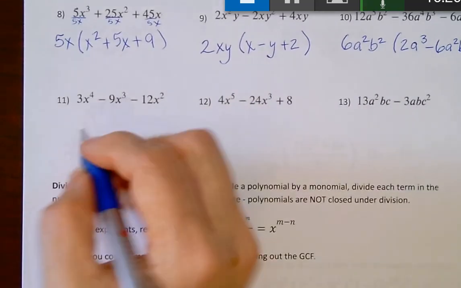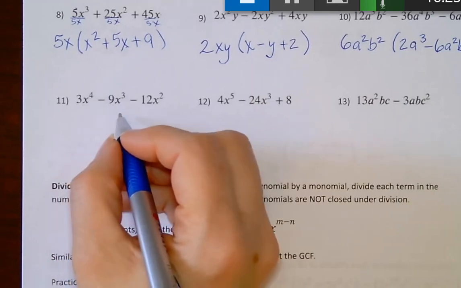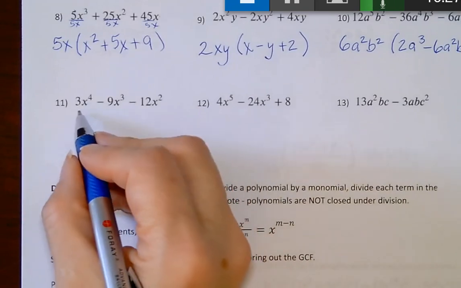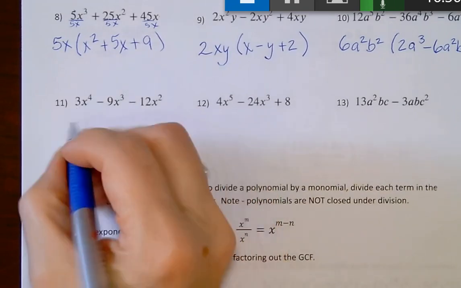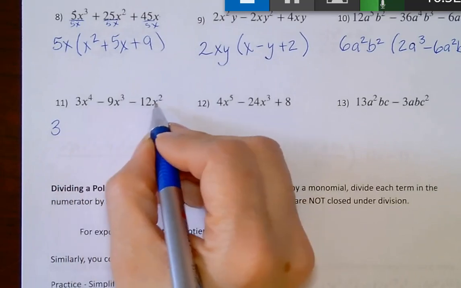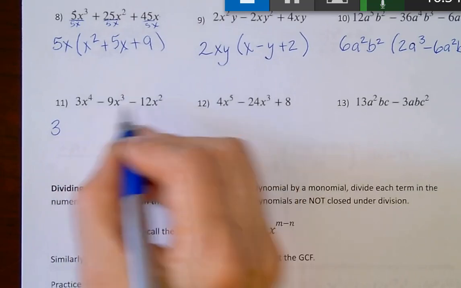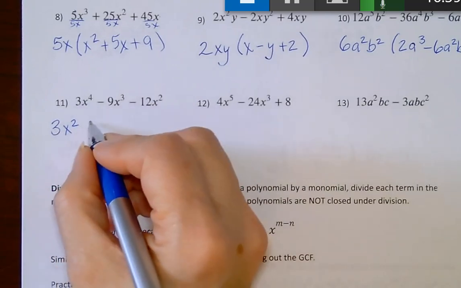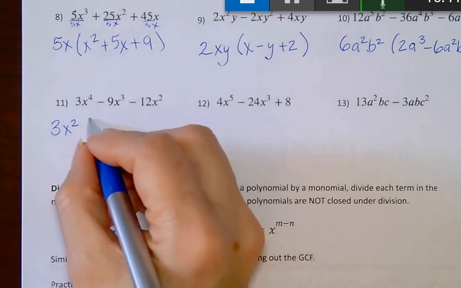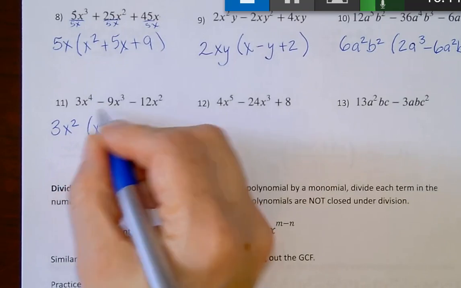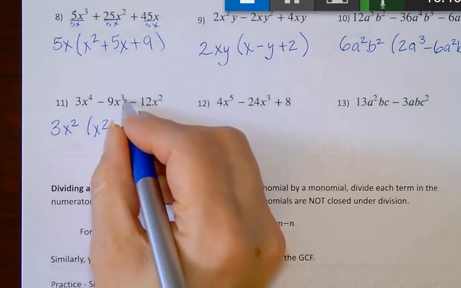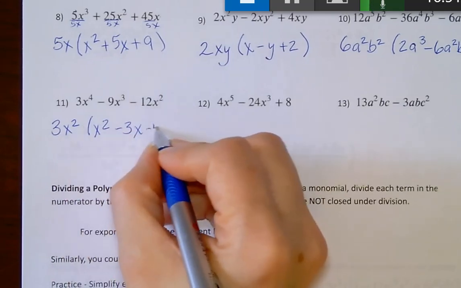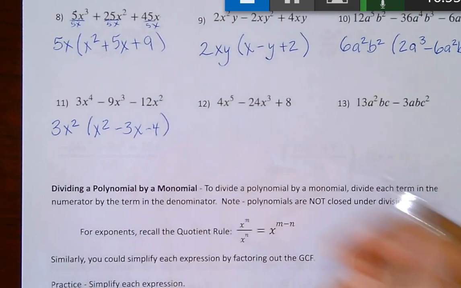Okie dokie. 3x to the 4th minus 9x cubed minus 12x squared. So I'm going to take a 3 out of everything. And my smallest exponent on an x is that 2. So I'm going to take x squared out of everything. 3 divided by 3 is 1. X to the 4th over x squared is x squared. Negative 9 divided by 3 is negative 3. X cubed divided by x squared is x. Negative 12 divided by 3 is negative 4, and x squared divided by x squared is just 1, so that's it.